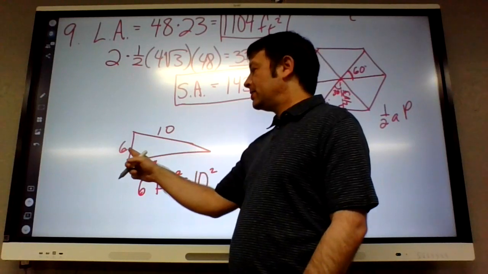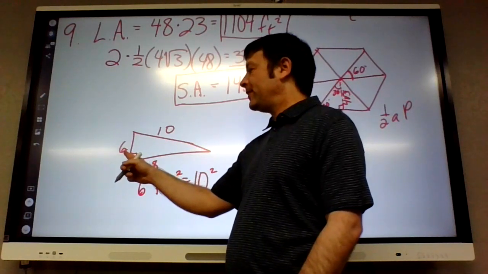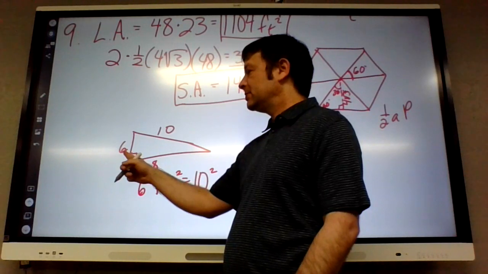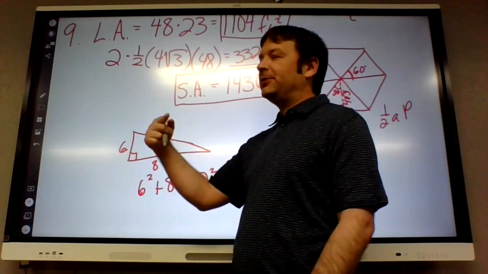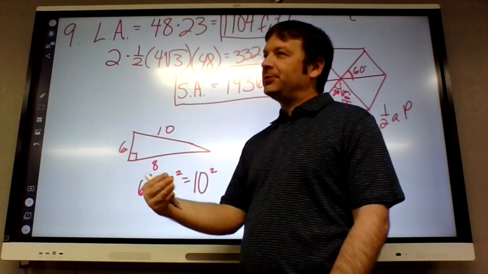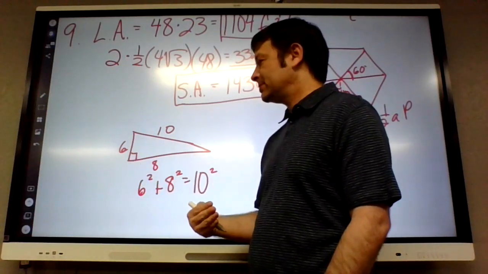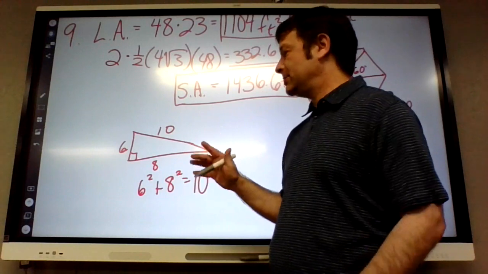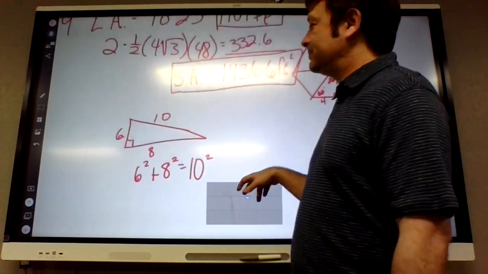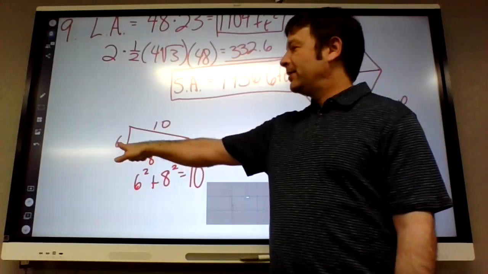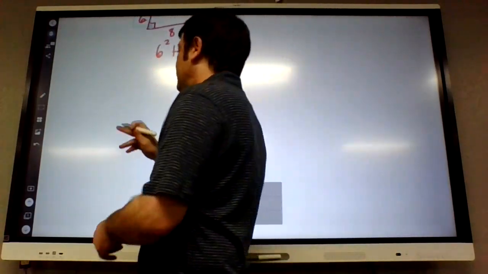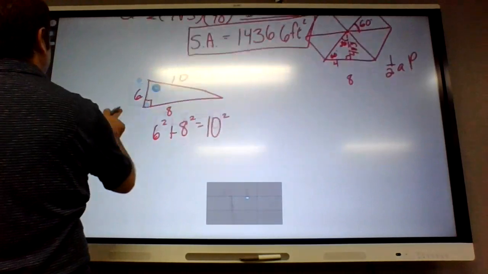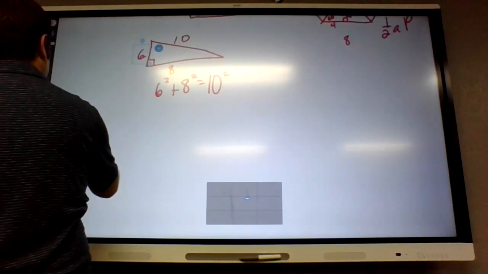Okay, so how can I find the area? 6 times 8 divided by 2. But don't forget to multiply by 2 because there are two triangle bases. The area of this triangle is 6 times 8 divided by 2. That's the area of one of the bases. That's not an answer, that's just part of the problem.